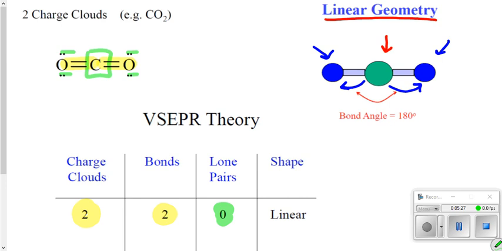So when there are only 2 bonds, 2 charge clouds, the furthest apart they can get is 180 degrees, to be on opposite sides, and that forms a linear shape.